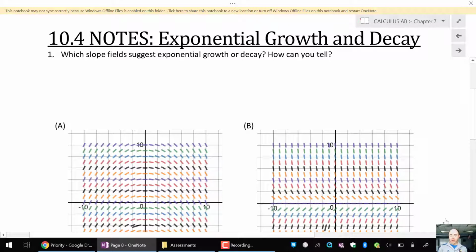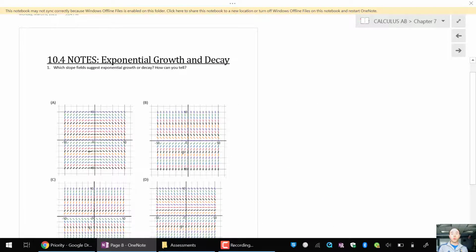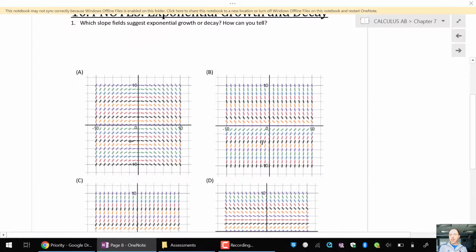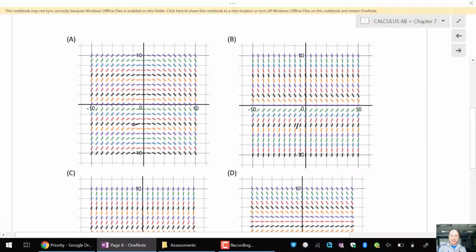To begin, let's take a look at 4 different slope fields. Can we look at them and figure out which ones represent growth, which ones represent decay? And then think about how you can tell. So in the letter A, I don't really see any kind of sign of an exponential growth or decay pattern. It looks almost like an upside down quadratic or maybe a part of an ellipse. So for A, I'm going to label that as neither growth nor decay.